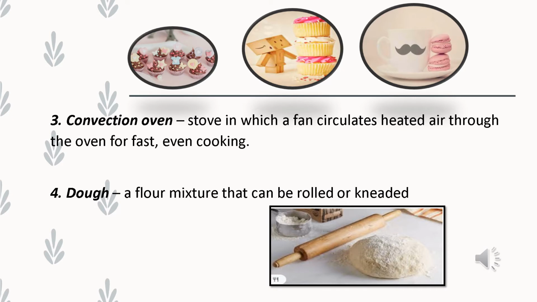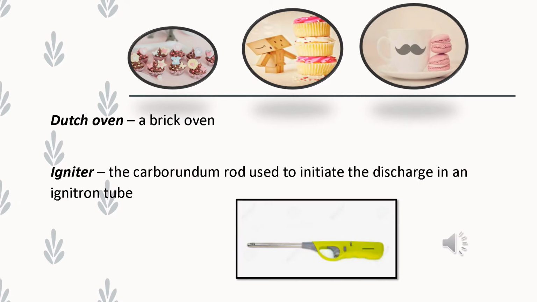It is a flour mixture that can be rolled or kneaded. The products of these mixtures are bread and pies. Dutch oven is an example of oven. It is also known as a brick oven. Igniter, the carborundum rod used to initiate the discharge in an ignition tube. It is commonly used to ignite the oven.